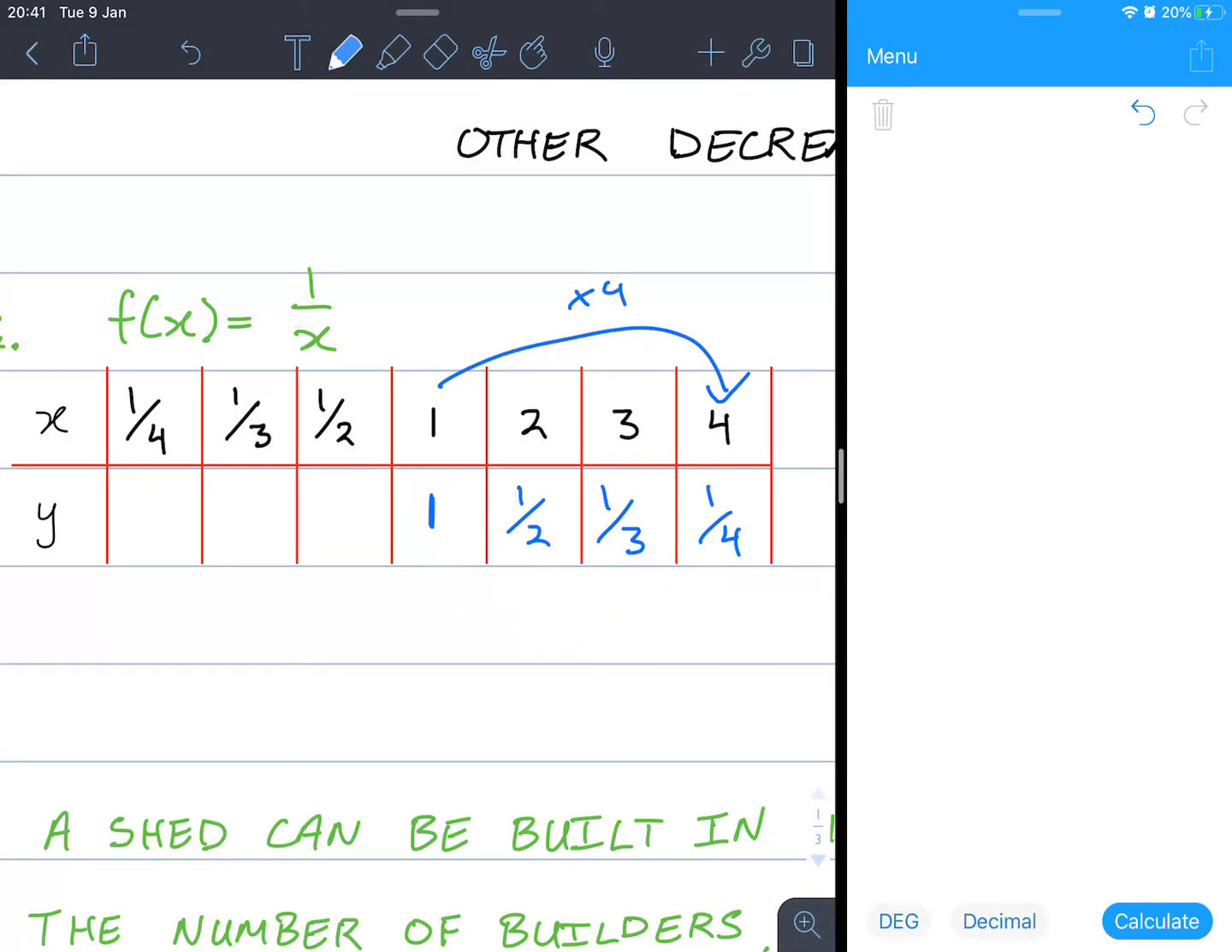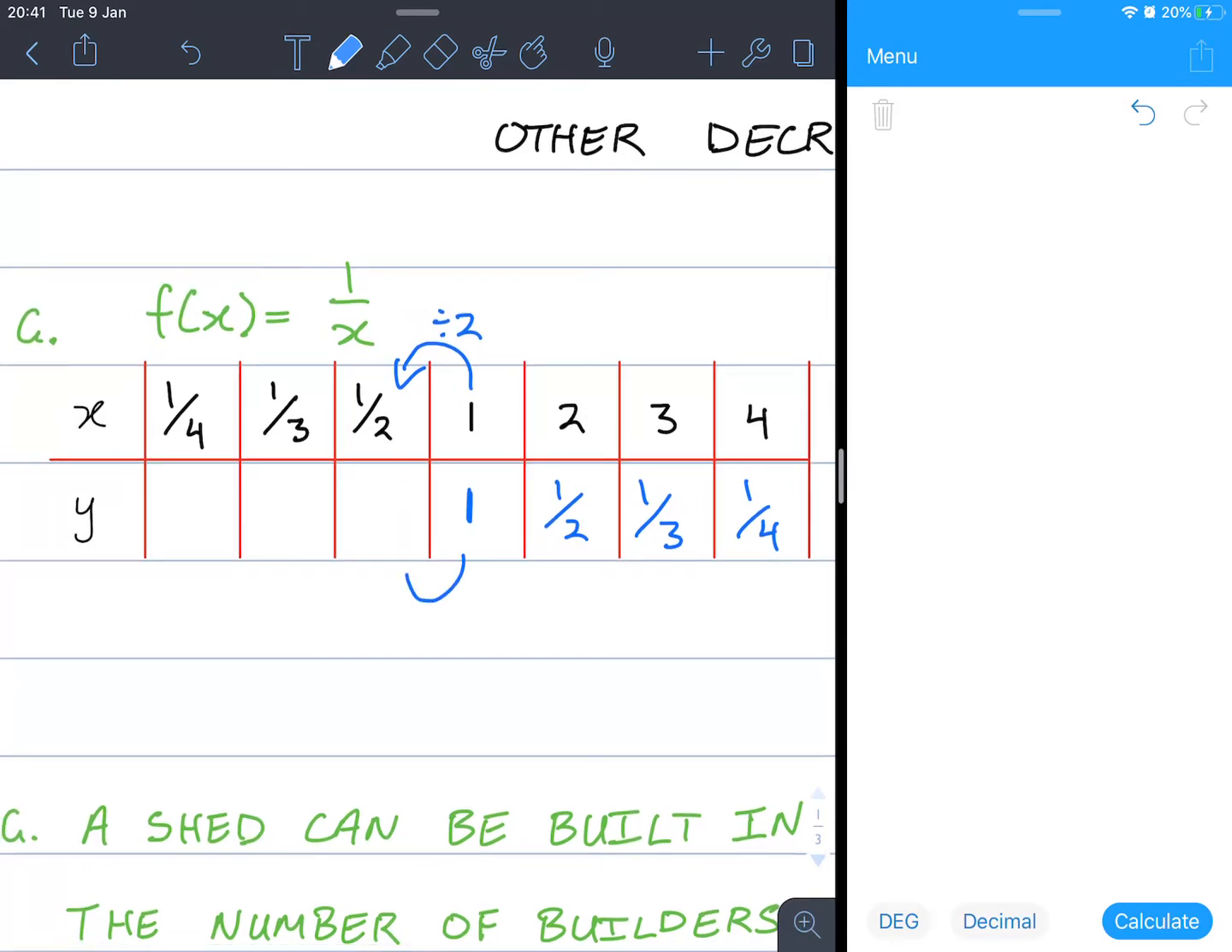Now, if we go the other direction, if we halve x, that's divided by 2, what do you think will happen to y? It's going to be 1 over 1/2, which gives us 2. This is times by 2. So it's inversely proportional. When one halves, the other doubles. When one doubles, the other halves.